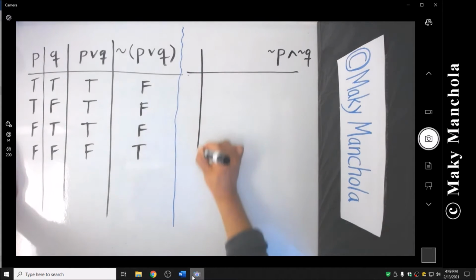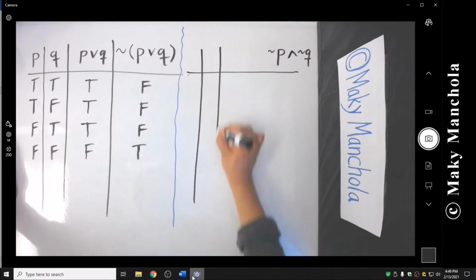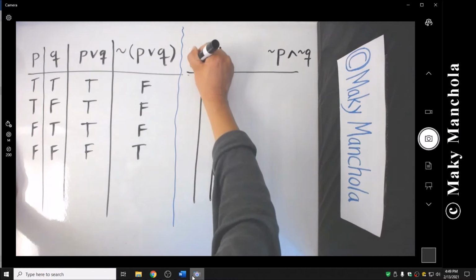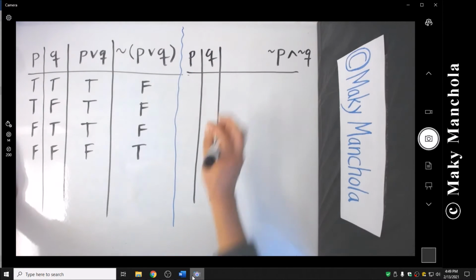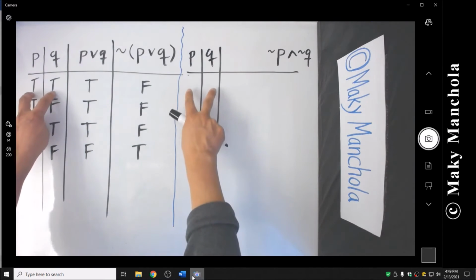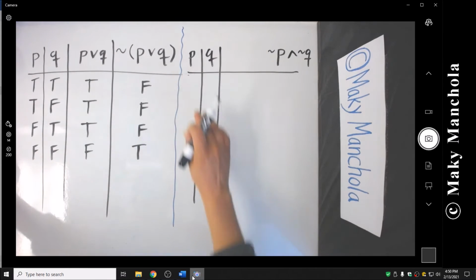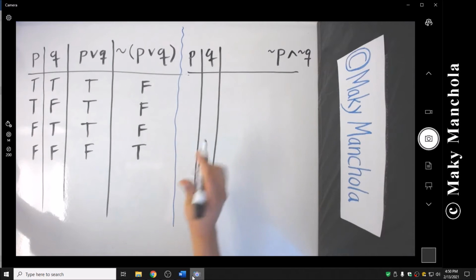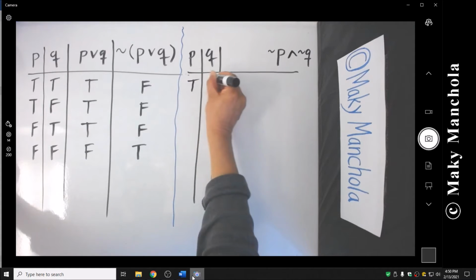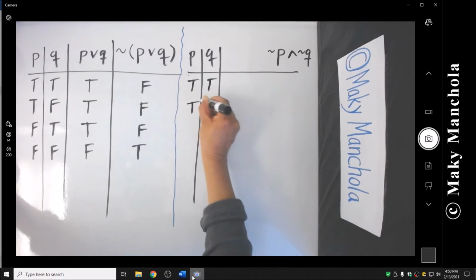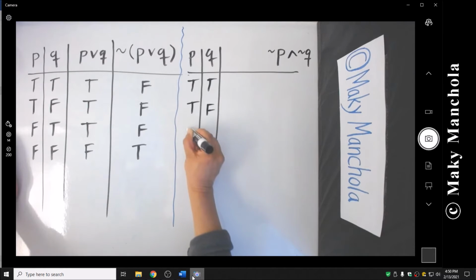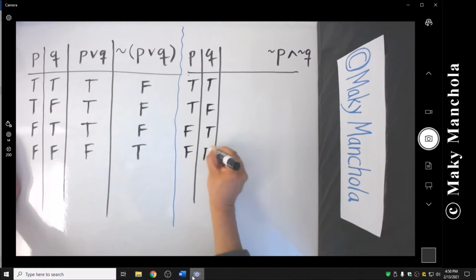So what we need to keep in mind is that the cases that we use for P and Q must be identical to those of our first truth table, because at the end we need to compare those two truth tables. So we need true, true, true, false, false, true, false, false.